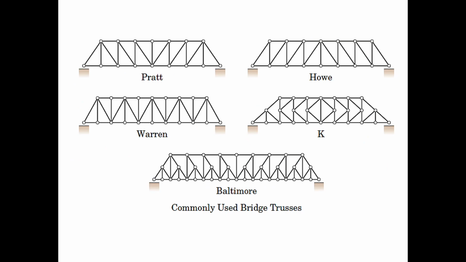So these are the different types of trusses. You have the Pratt truss, the Howe truss, the Warren truss, K truss, the Baltimore truss. Baltimore is used commonly in bridges.